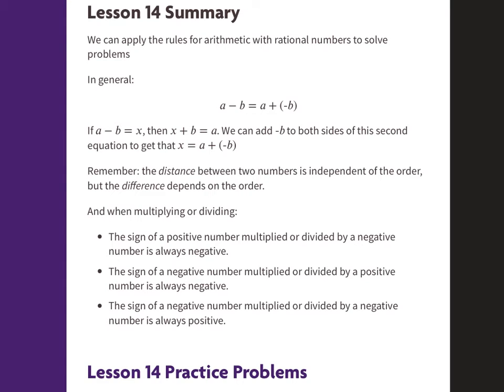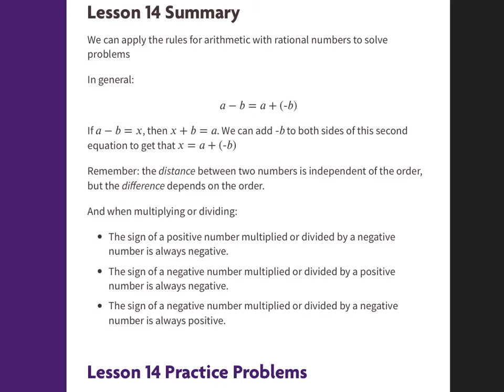solve problems. In general, A minus B, so a subtraction problem, is the same as adding the opposite. If A minus B equals X, then X plus B equals A. We can add negative B to both sides to get the equation X equals A plus negative B. Remember, the distance between the two numbers is independent of the order, but the order matters, okay?